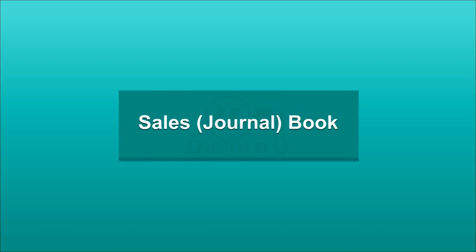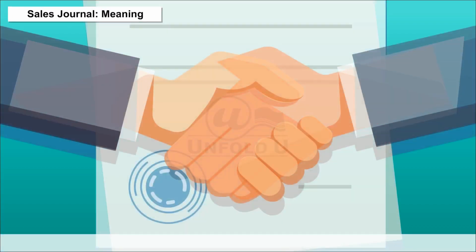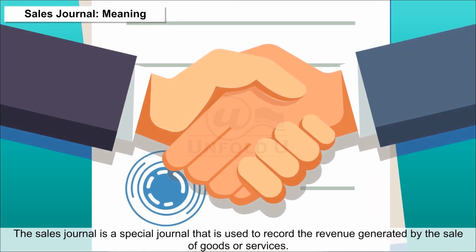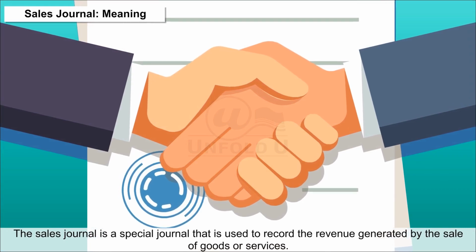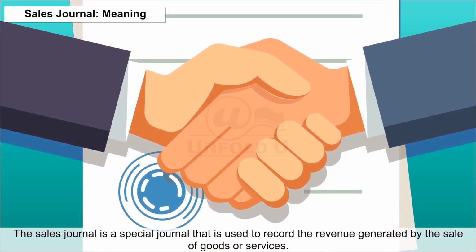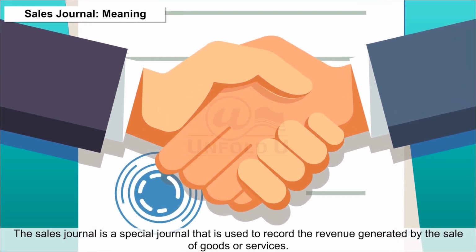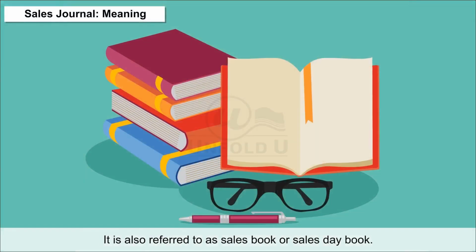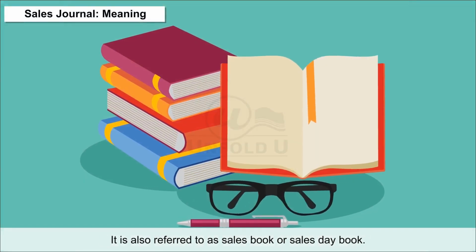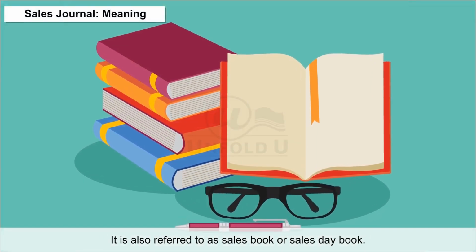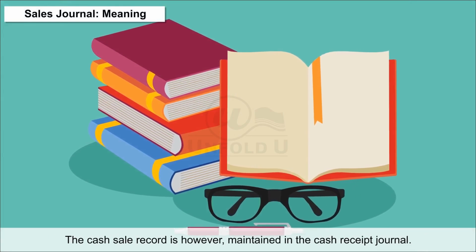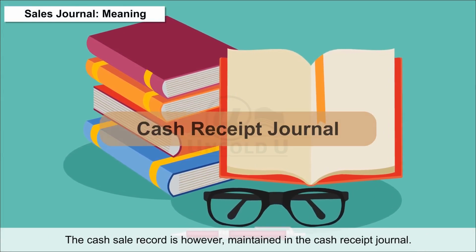Sales Journal Book. The sales journal is a special journal that is used to record the revenue generated by the sales of goods or services. It is also referred to as the sales book or sales day book. The cash sale record is, however, maintained in the cash receipt journal.